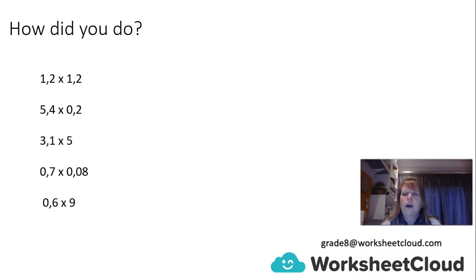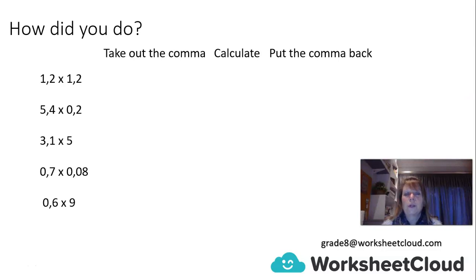So there we have our 1,2 times 1,2. Take out the comma and go 12 times 12. We're going to first put in those columns. 12 times 12 will give me 144. I'm then going to count my decimal places in my number sentence. There are 2 decimal places, so there must be 2 decimal places in the answer. So it will give me 1,44.